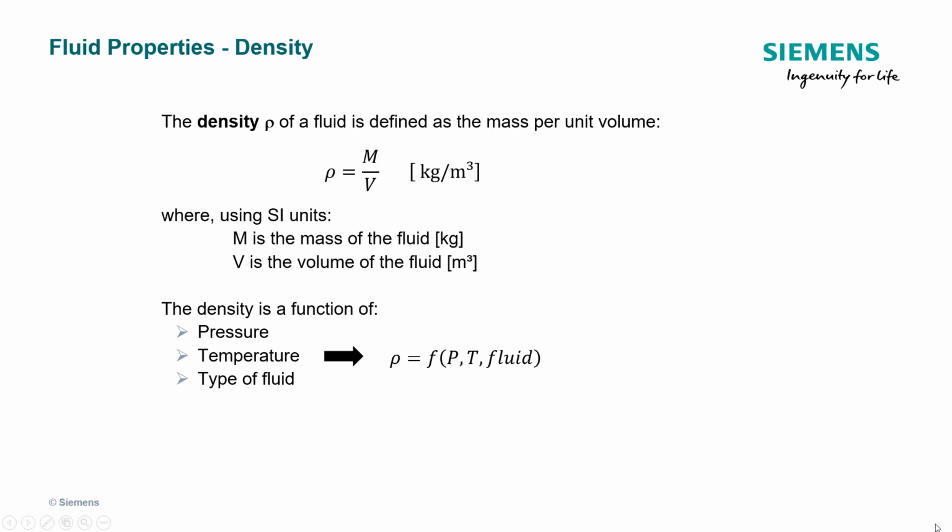Another important fluid property is density. Density is defined as the mass per unit volume. Rho equals mass divided by volume. The SI unit is kilogram per cubic meter. Also, fluid density is a function of pressure, temperature, and the type of fluid.